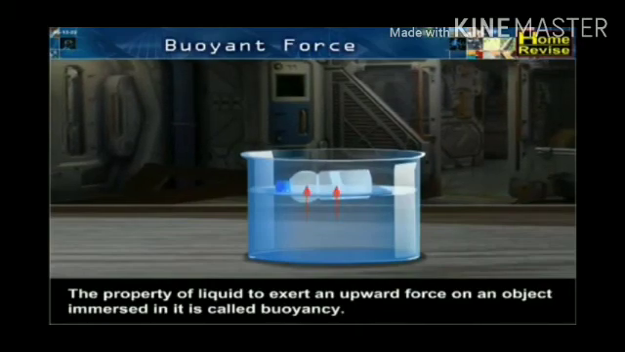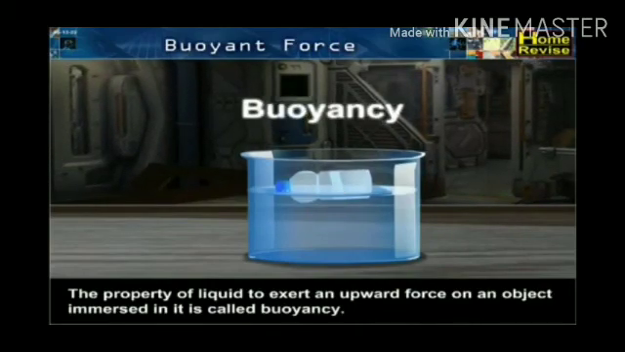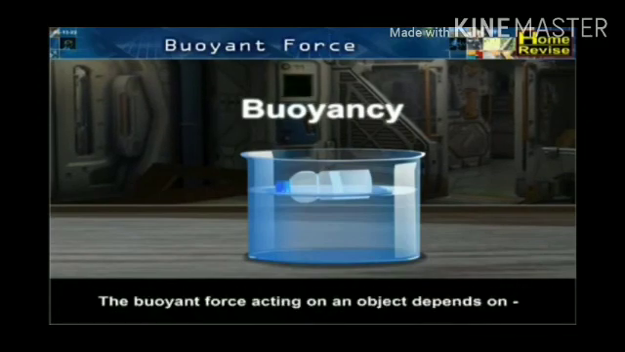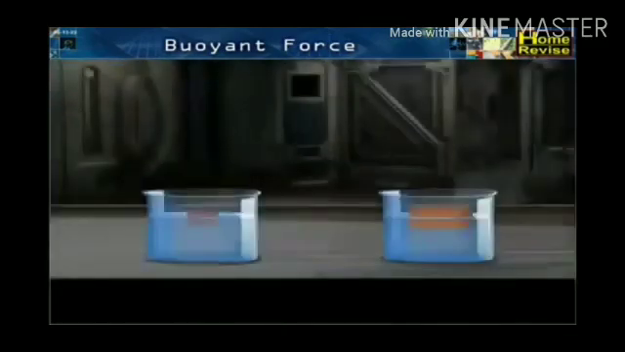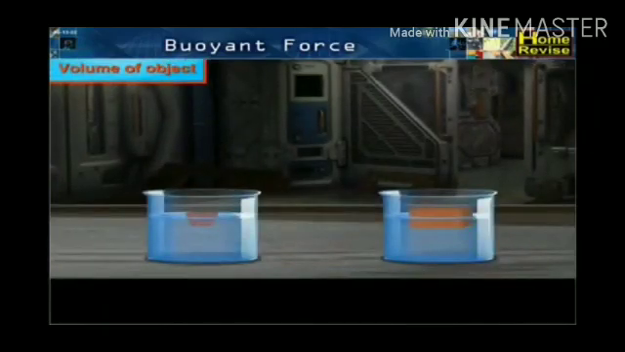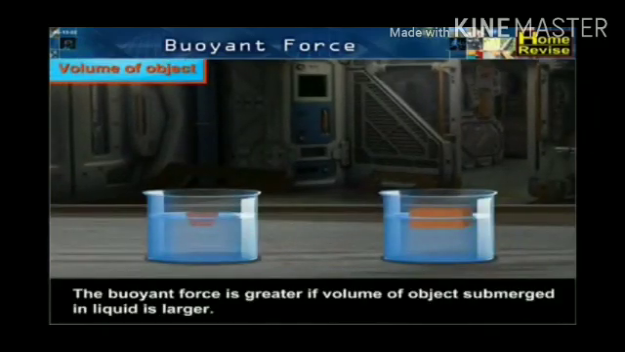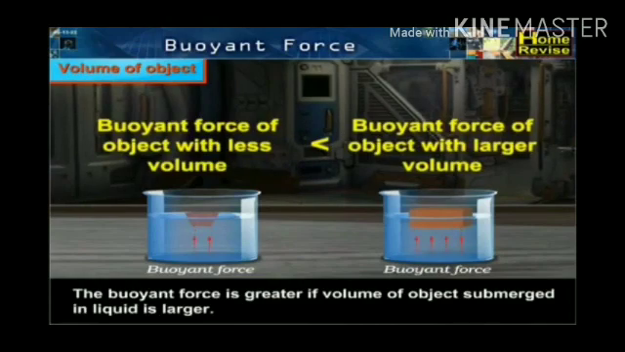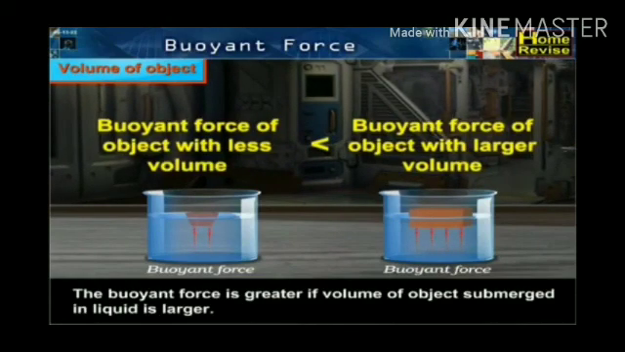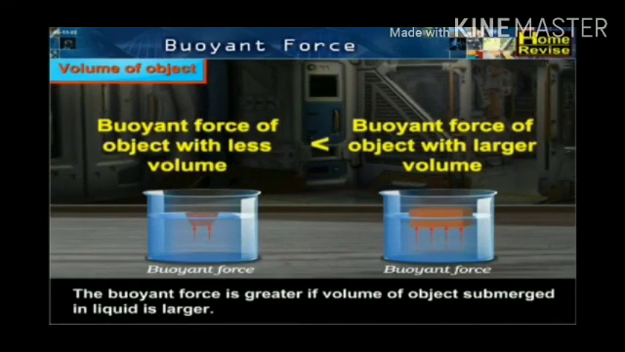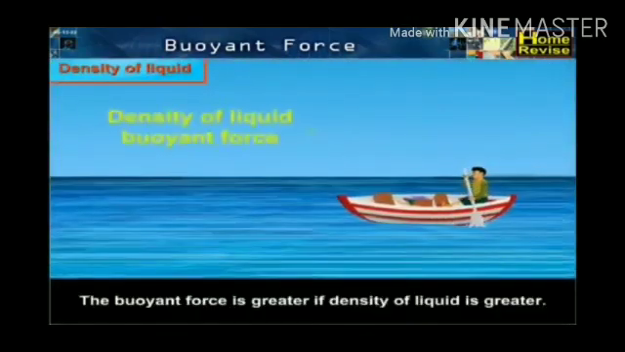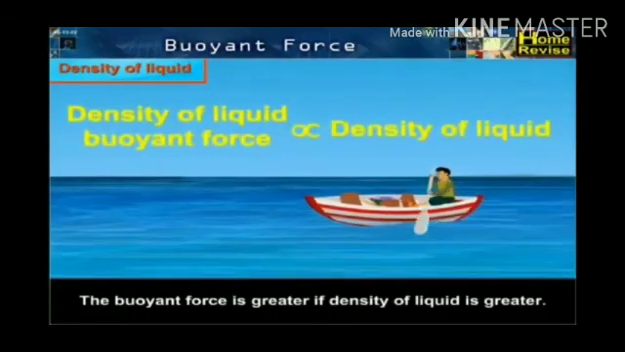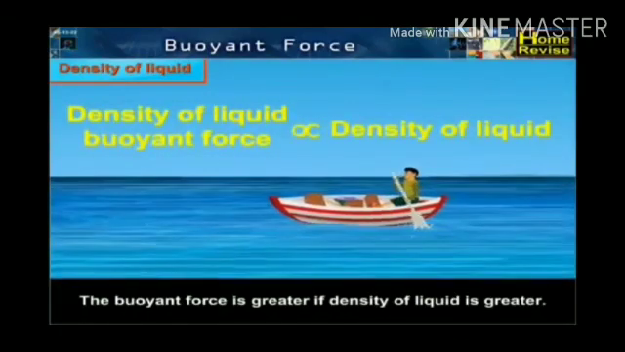The property of liquid to exert an upward force on an object immersed is called buoyancy. The buoyant force acting on an object depends on the volume of the object. That is, the buoyant force is greater if the volume of the object submerged in liquid is larger. Next one, density of liquid. The buoyant force is greater if the density of the liquid is greater.